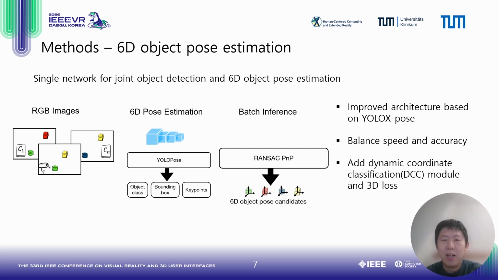The first step is to get the object pose candidate. From the RGB images, we use the usual architecture to get the object class, bounding box, and key points. From the 2D key points, we can use RANSAC PnP with 3D object surface points to recover object pose. We add a dynamic coordinate classification module and 3D loss in the training to enhance the performance of the single network.